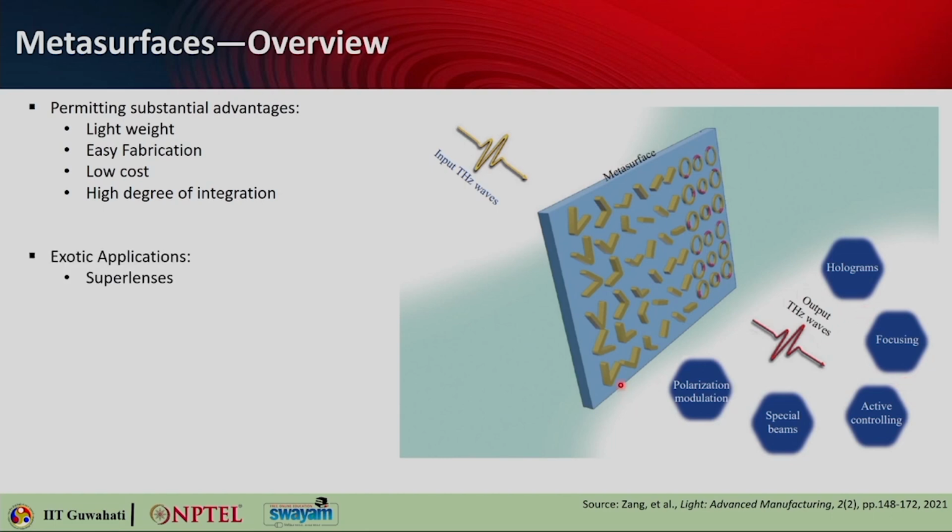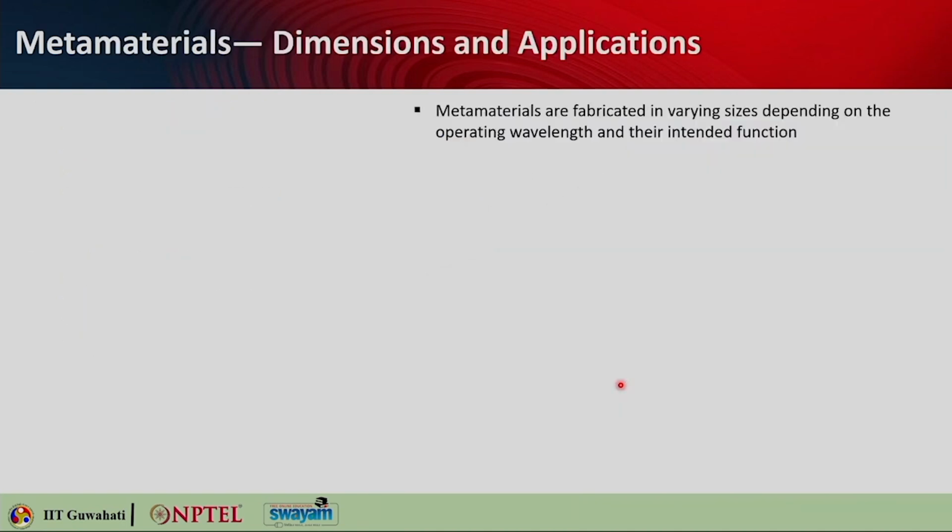So there are different exotic applications possible, like super lenses, which are able to focus in infinitely small volume, electromagnetic absorbers, polarization converters, biosensing, and so on. So metamaterials can actually be fabricated in various sizes. So these are the concepts of metamaterials and metasurfaces. I hope these are clear. Now let us actually look into some applications of metamaterials, and then we'll conclude, and we'll try to cover the metasurface application in the next lecture.